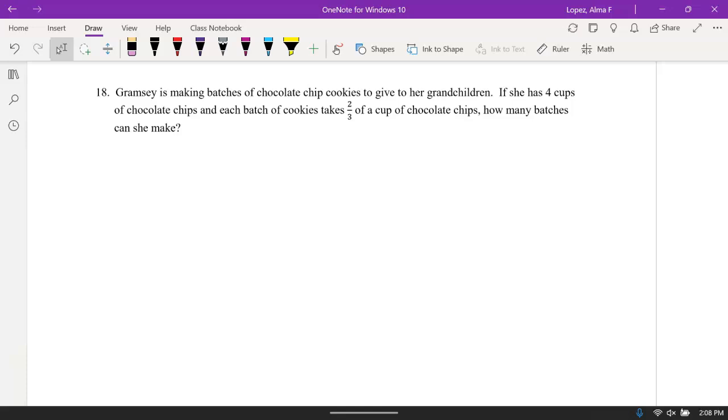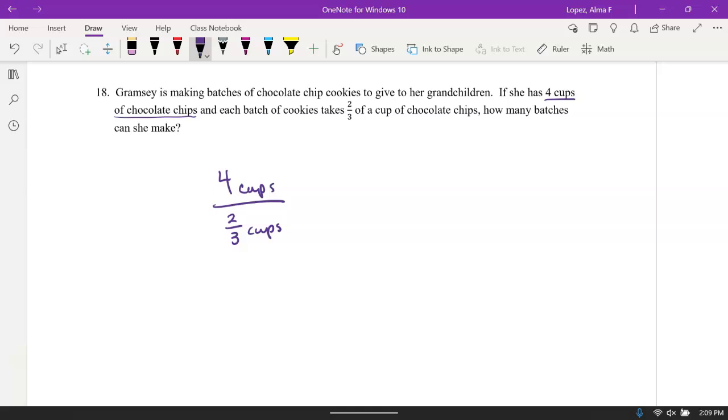Granny is making batches of chocolate chip cookies to give her grandchildren. She has 4 cups of chocolate chips. And each batch of cookies takes 2/3 of a cup of chocolate chips. How many batches can she make? So I've got these 4 cups and I want to break them up into 2/3 cups so that I can figure out how many batches of cookies I can make. So I'm going to divide the 4 cups by these 2/3 cups that I need.